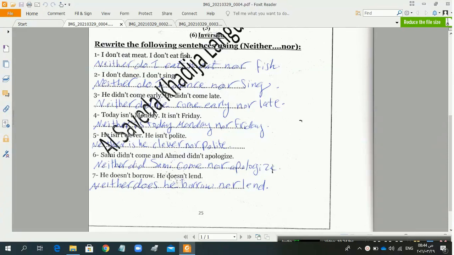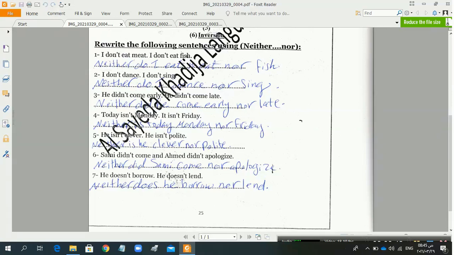It's about inversion. Inversion. Okay? It's like replacements, to put something in another place. Okay? I want to know about neither and nor. It's about negatives. When you say "I don't do this or that", it's equal. So today we are going to deal with neither and nor, okay?